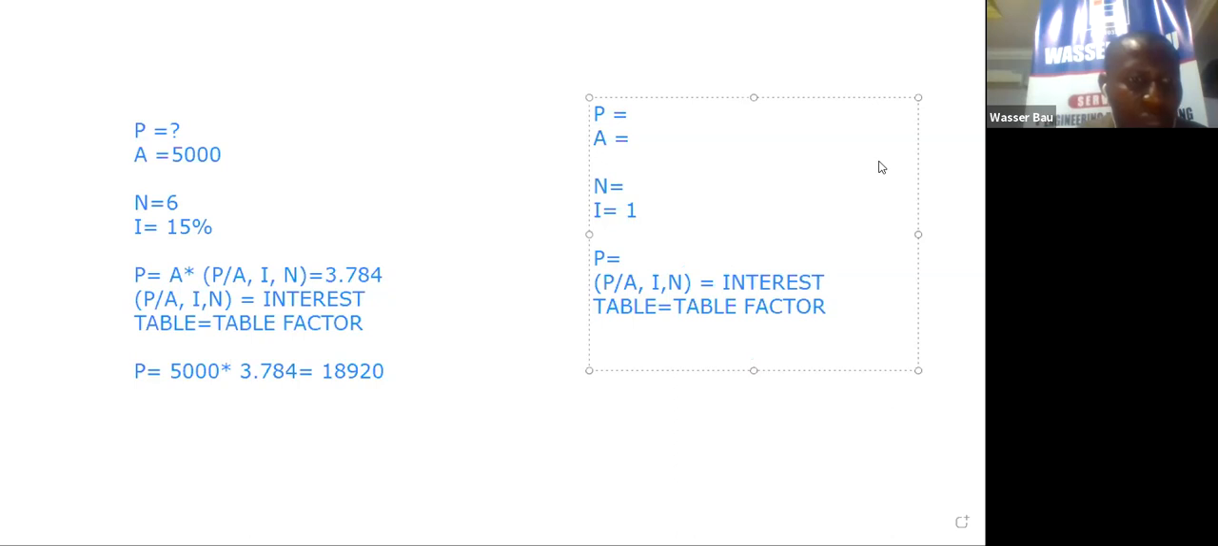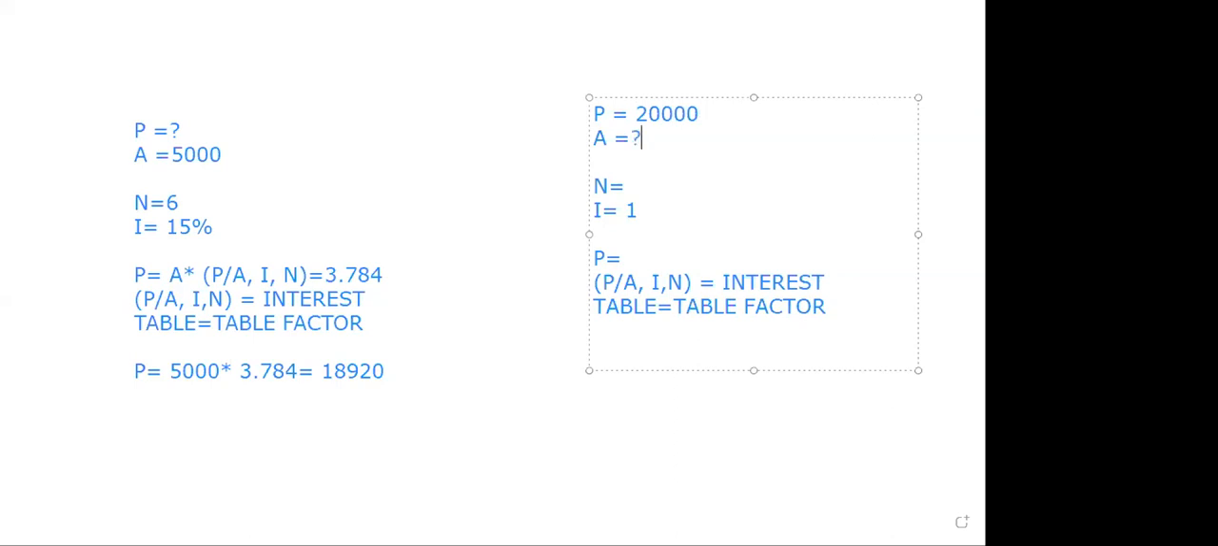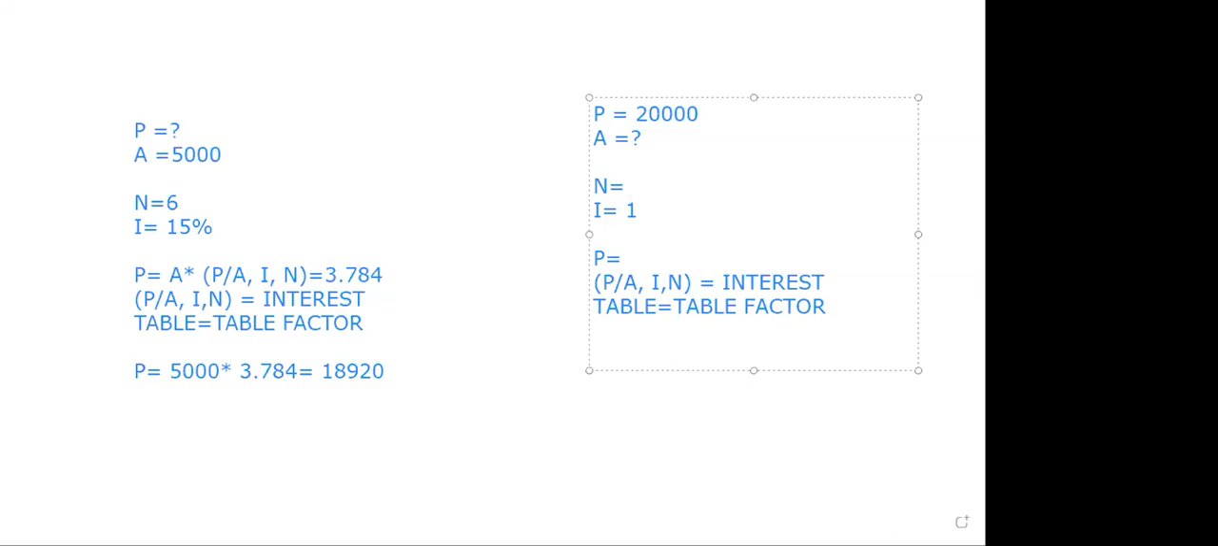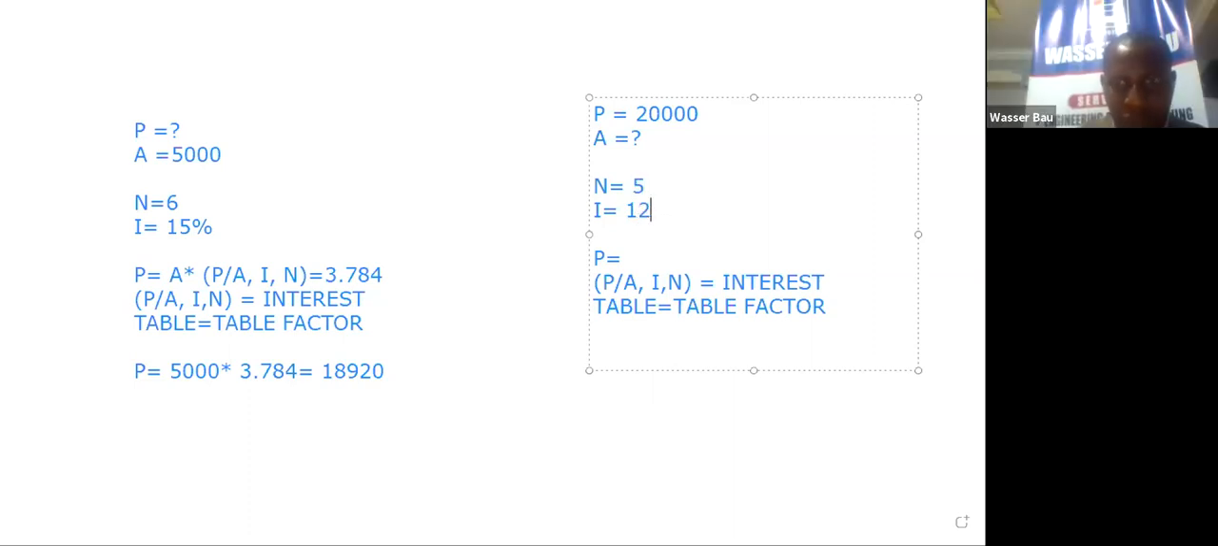Okay. Rita says we're looking for annuity. Oh, you say we have P and we're looking for annuity. We're looking for annuity or A. Okay, that's correct. So we have P. And what is P? 20,000. The annuity, we don't know. What's the number of years? Five or six? No, are you sure it's five? Five. Good. What's the interest rate? 12. What's the banking rate? What's the inflation rate? What's the hurdle rate? What's the investment rate? What's the discount rate? Whatever you use. What is the company profit rate? You can name it anything, but that's what it means.